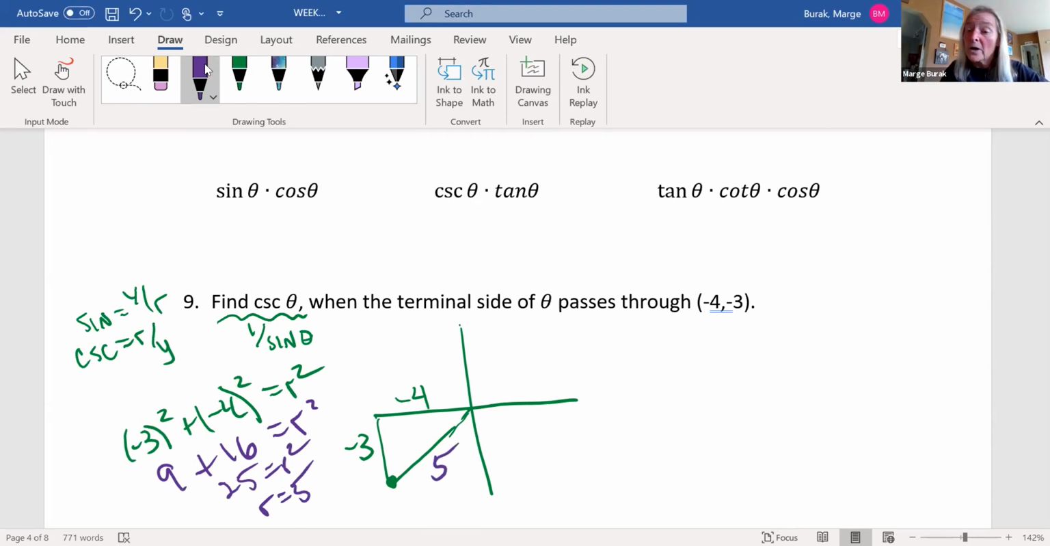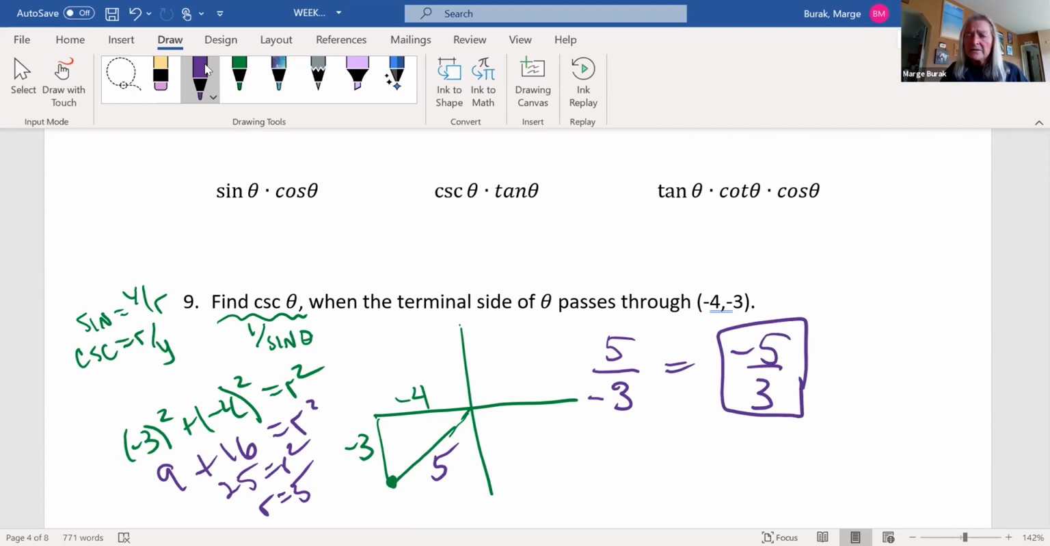And just make sure you're in the right quadrant. I ask my students to do a sketch, and I require that on tests to prove it. So I need the cosecant, which is 5 over -3, right? Or -5/3. If you agree with me, yes? Anybody have a question? Agree? Okay.